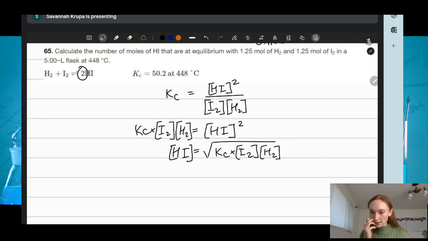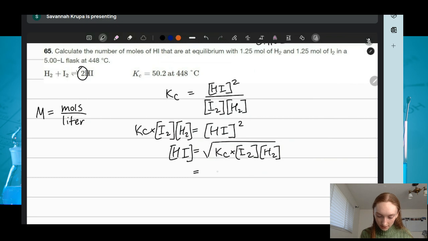Okay, so now we have the equation to work with to solve for all of these. But in the problem, it only gave us moles of H2 and moles of I2. But it did give us the volume. And remember that the concentration will be equal to moles per liter. So for each of these, we will just divide, or we'll have the moles per liter. So it'll look like something like this.